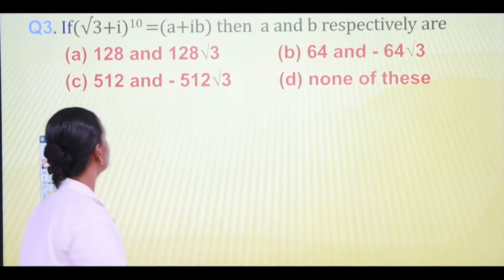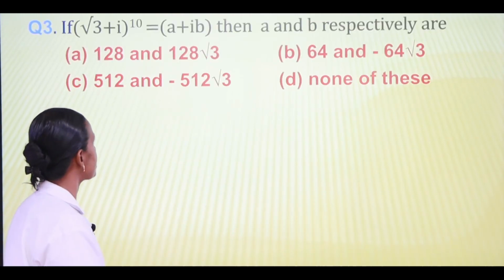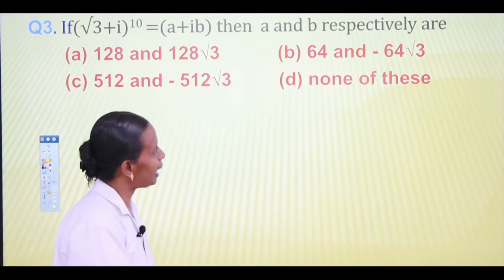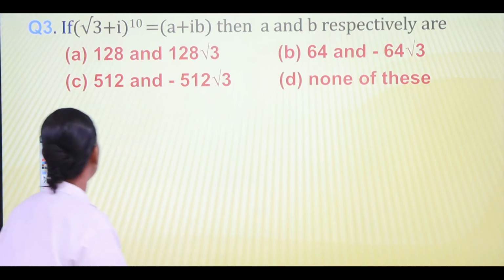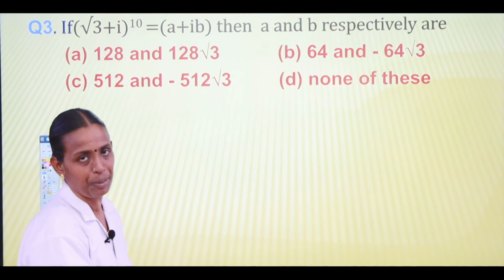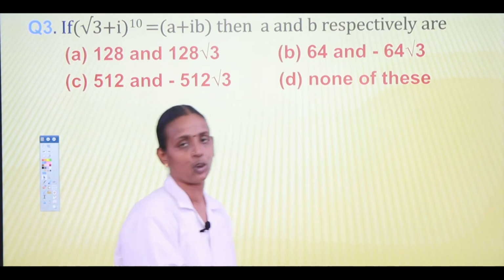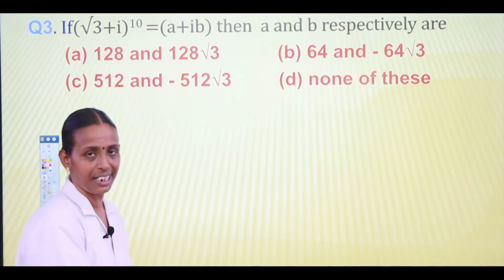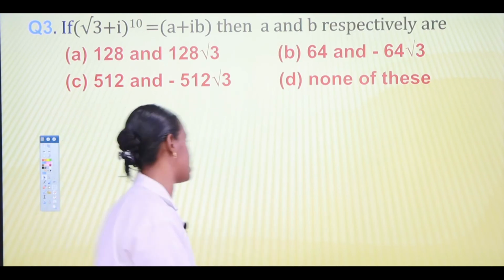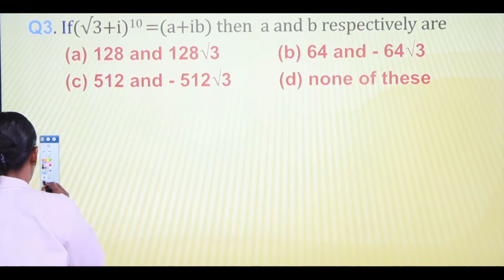Next, third problem. If root 3 plus i whole to the power of 10 equals a plus ib, then a and b respectively are: option A, 128 and 128 root 3; option B, 64 and minus 64 root 3; option C, 512 and minus 512 into root 3; D, none of these. How to find the solution for this one?